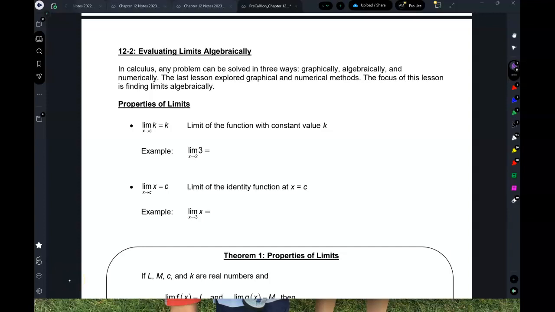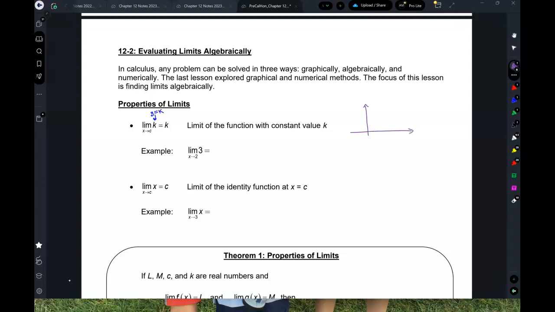Okay, so having done limits using a graph and using a table of values, we're going to see how we can approach the same sort of problems algebraically. So here are the properties of limits. If you have the limit as x approaches c of k, whatever is after the limit, that is your function. So if it's the limit of k, that means your function right now is k. Let's take a look at what that looks like, for example.